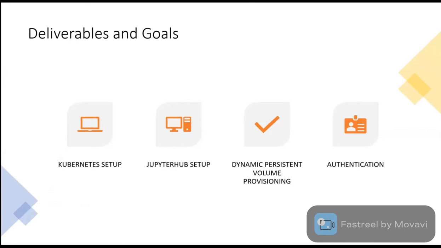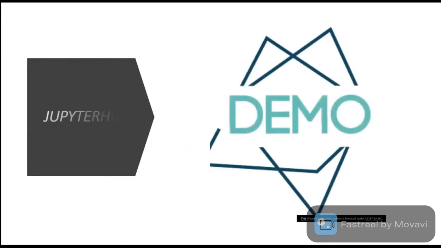So the actual deliverables and goals we set in mind were Kubernetes setup and JupyterHub running on the Kubernetes with a dynamic persistent volume provisioner and authentication. While we have done the above three, we were unable to create the authentication, which will be our future scope.